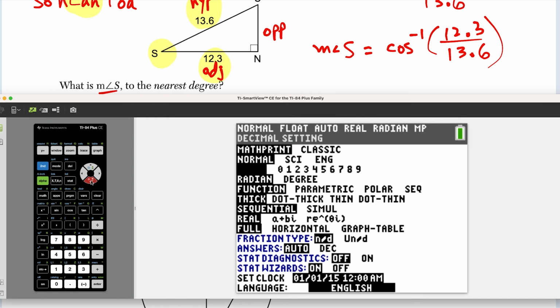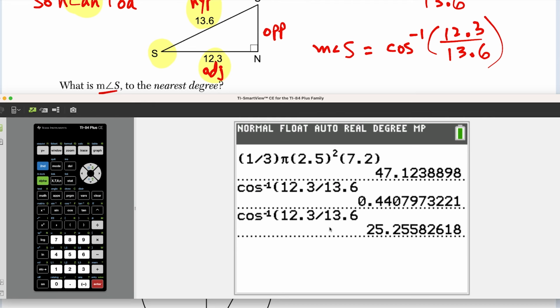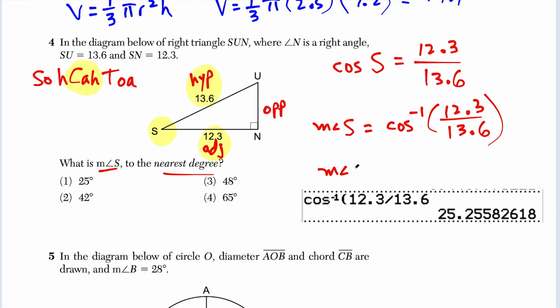So we scroll down after we press mode and we go over to degrees and we press enter. And then we clear this out, and now we could just go back to the previous line and try again. And this time around, we get a nice angle. So the measure of angle S to the nearest whole number, so we look at the whole number here, we stop here at 5, and we look to the right, it's a 2. So we're going to round down to 25 degrees, and this is going to match choice 1.